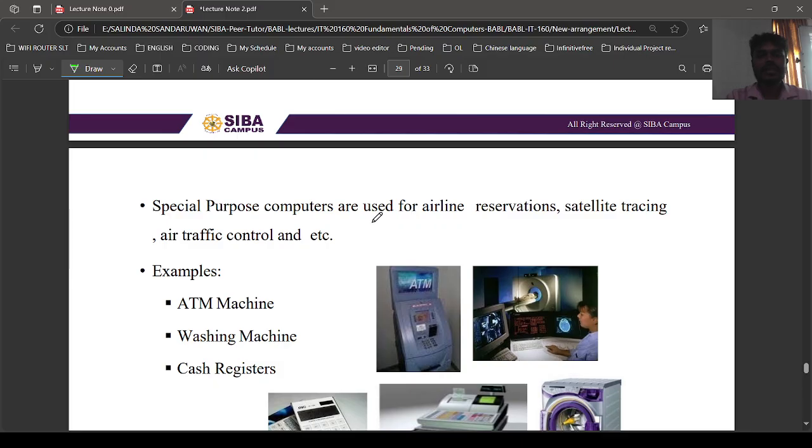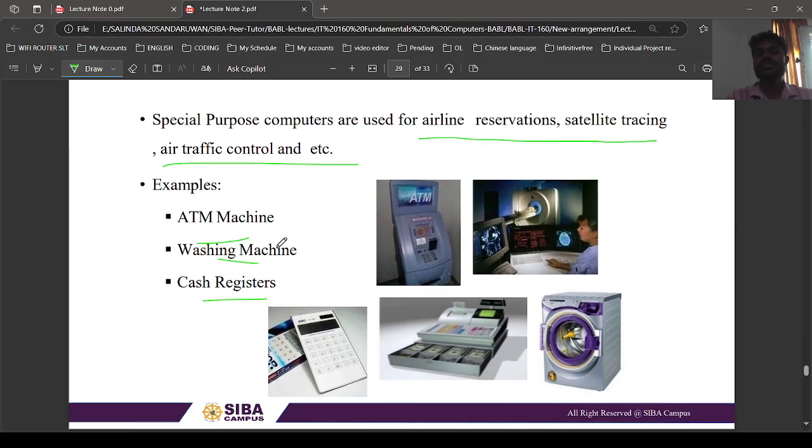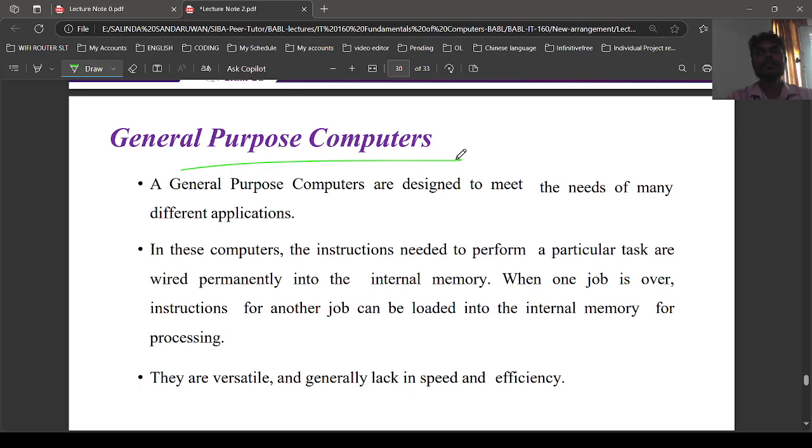Special purpose computers are used for airline reservation, satellite tracking, air traffic control, and maybe attendance marking. There's an attendance marking system here. You can only place your thumb there and mark your attendance. Otherwise, you can watch like this until it recognizes your face, and it will mark only attendance. You can't do anything other than that. Also ATM machines, washing machines, cash registers. And then the general purpose computers, things like this laptop.